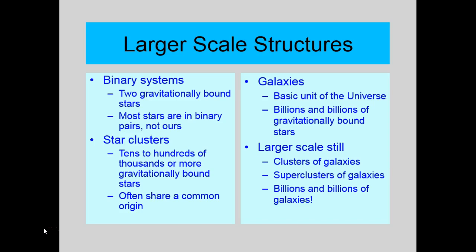Not stars, certainly not planets or asteroids or meteors or anything else. The basic unit is the galaxy. What are galaxies made up of? Billions and billions of gravitationally bound stars. Guaranteed that gravity is coming from an enormous black hole somewhere at the center of that galaxy, pulling everything around it. Billions and billions of gravitationally bound stars.